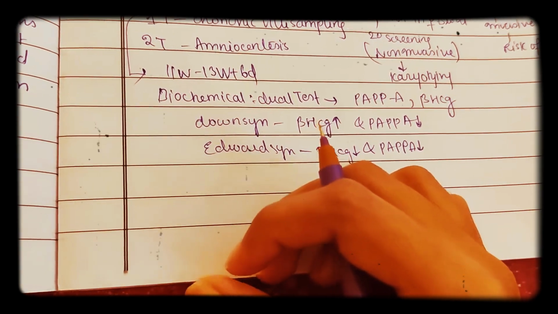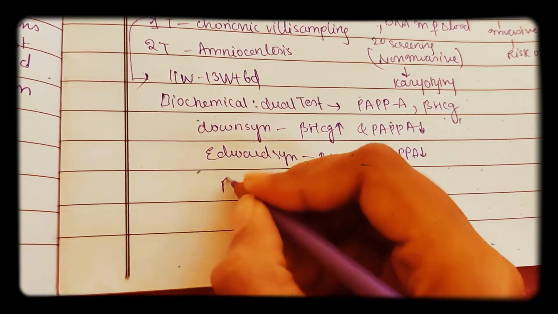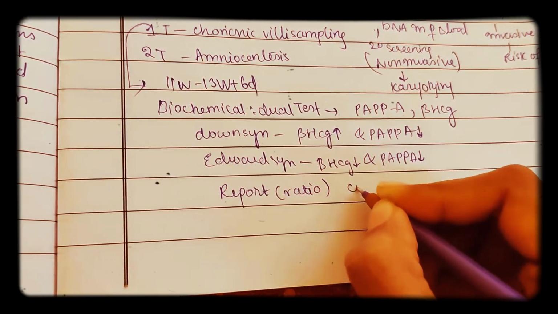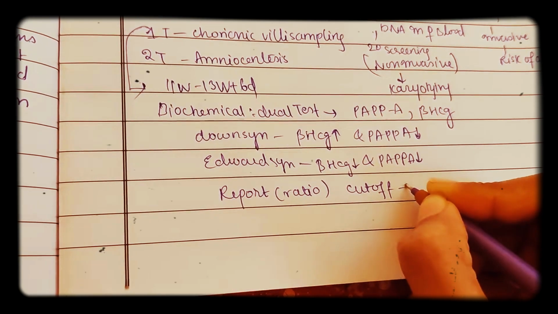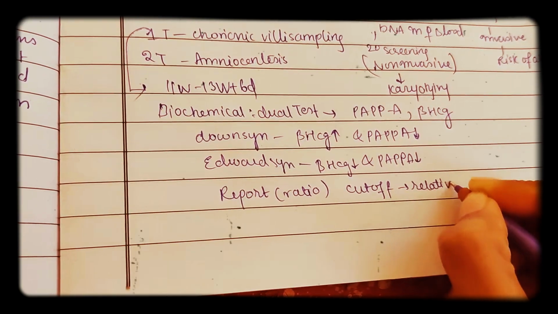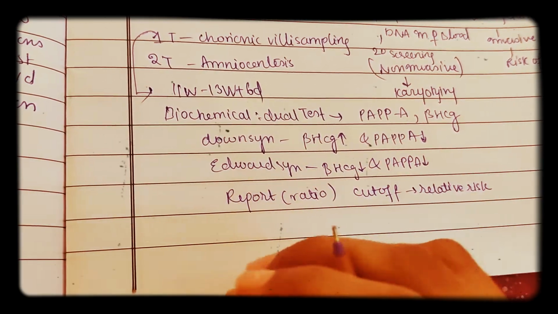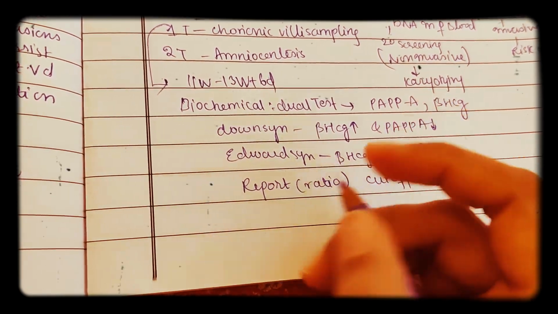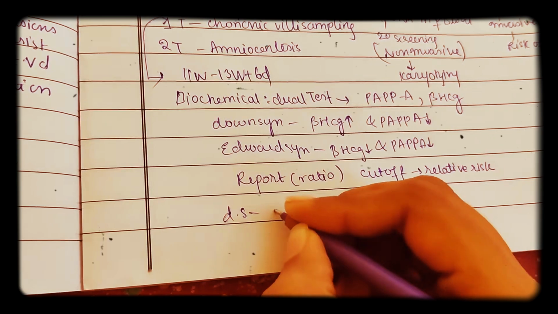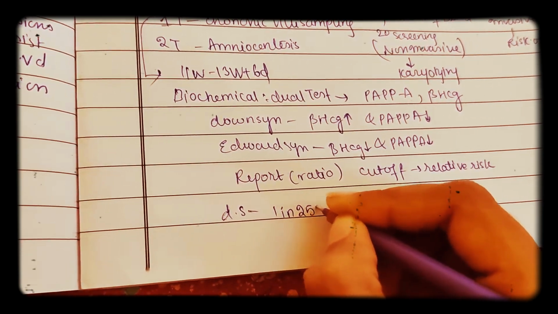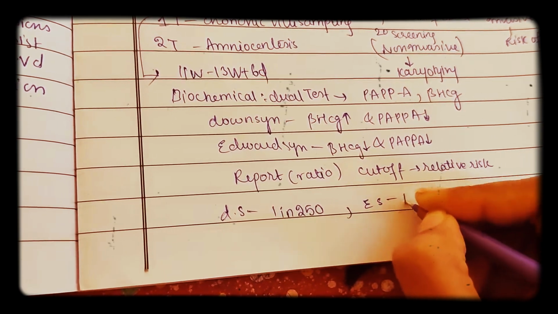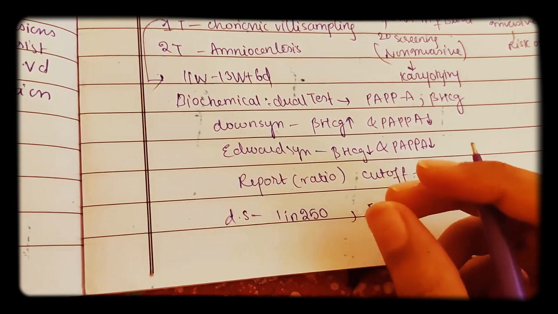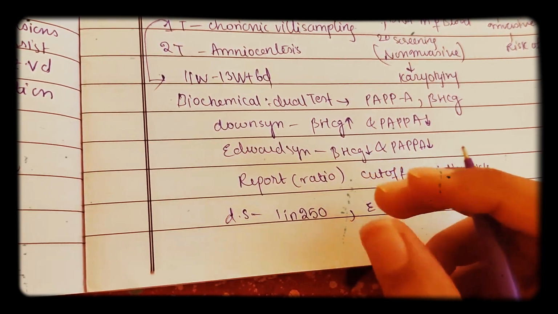And the report should mention a ratio, that is a cutoff. So now we need to take a report where a ratio is mentioned, and that is called relative risk. If the report has a risk more than the cutoff value, then it is a positive screening test. I will give an example. Take Down syndrome: the cutoff is 1 in 250, and in Edwards syndrome the cutoff is 1 in 100.